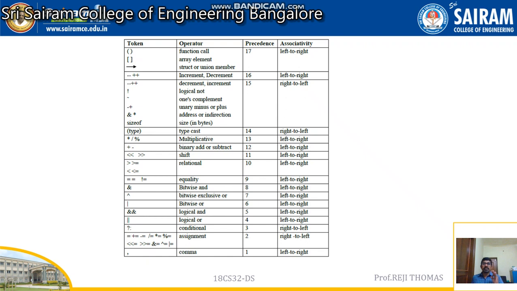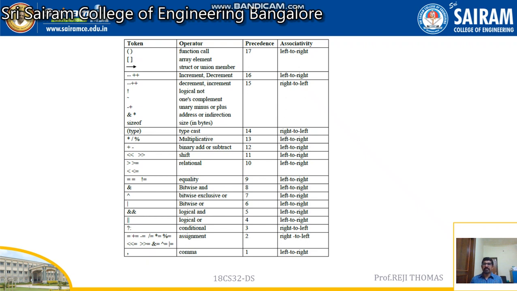Associativity is nothing but this: think that you have got two operators with the same precedence. Think that you have got two brackets. I already told you brackets have the highest precedence, and you have got two brackets, two parentheses. Now how to evaluate this? This has to be evaluated from left to right.